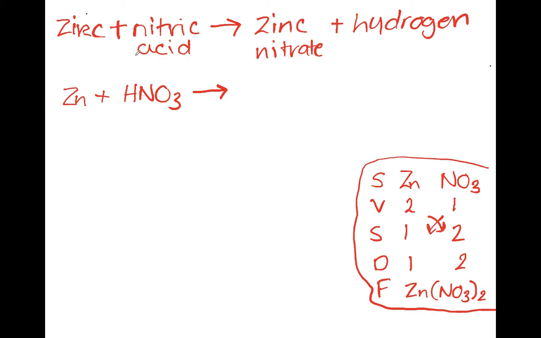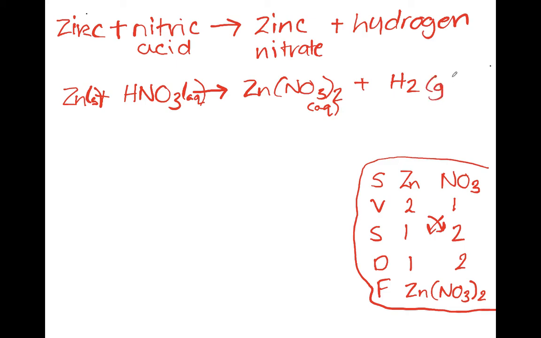This was actually covered in the acids and bases topic, which was completed before the winter assessment. So if you don't remember your formula for your acids, flip back to your notes on that. It will be there, as we've just covered. Zinc nitrate, which is Zn(NO3)2, plus hydrogen. Now this will be solid, this will be aqueous solution, this will also be an aqueous solution, and hydrogen will be a gas.